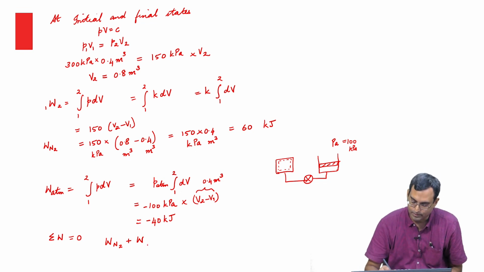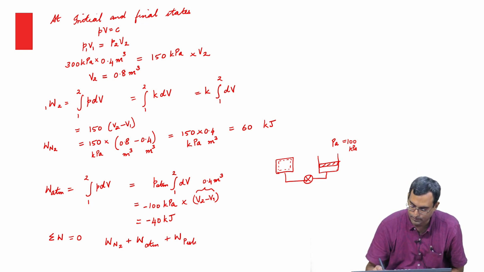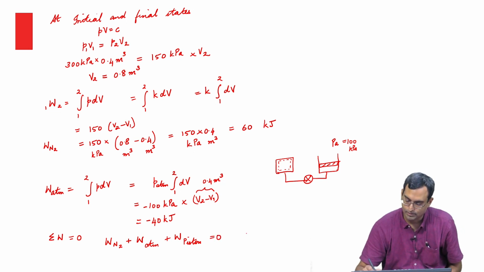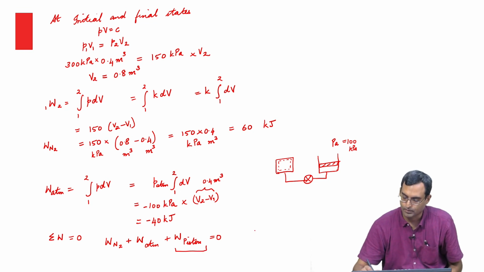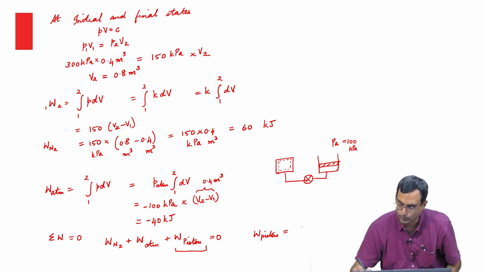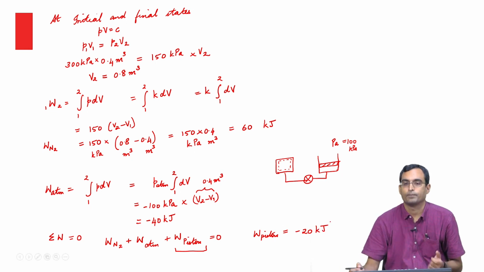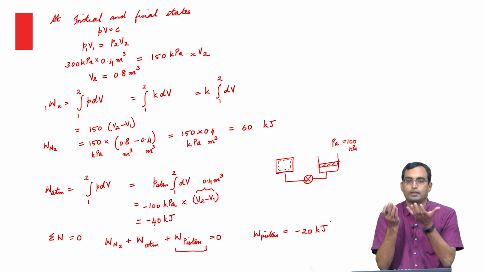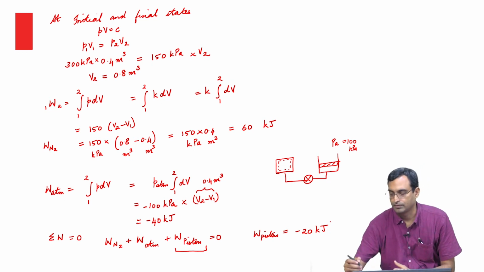So, I would have this condition: work interaction for the nitrogen plus work interaction for the atmosphere plus work interaction for the piston should be 0. So, which means that I can find out also this value if I knew this. So, the work interaction for the piston in this case, assuming atmospheric pressure as 100 kilopascal, would be minus 20 kilojoule, which is to say that the piston is being lifted up against gravitational force.